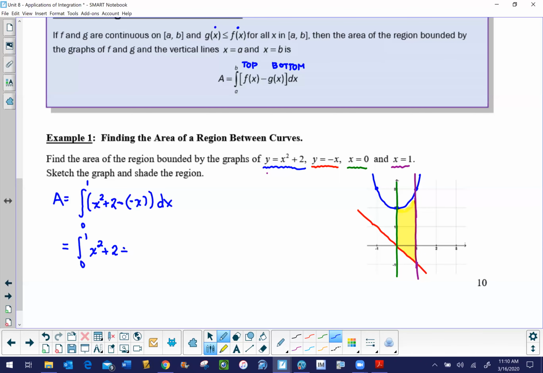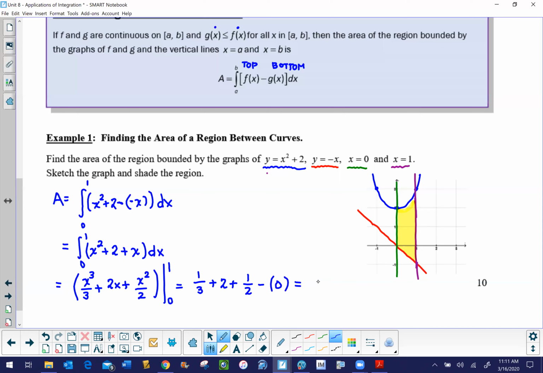x squared plus 2 plus x, dx. Then we have to integrate. So we're going to add one to the exponent and divide: x cubed over 3, plus, adding the variable on, 2x, plus x squared over 2. We don't need a plus C. So we have 1 on top, 0 on bottom. And then it just becomes some nasty arithmetic in some ways because you have some fractions. This one's not too bad though. Plug in the 1: 1/3 plus 2 plus 1/2, subtract, plug in 0.